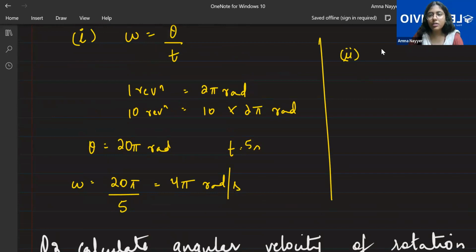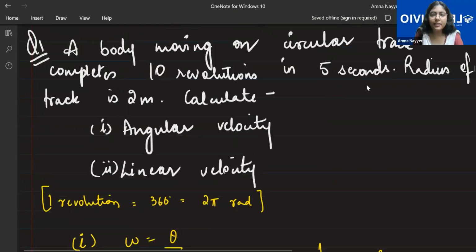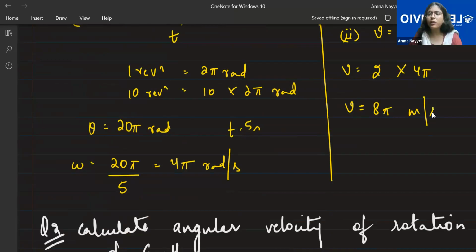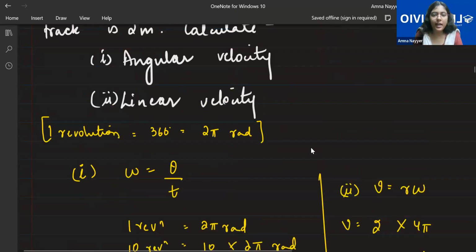The linear velocity, just use the relation r omega. Here the radius of the track is given as 2, so 2 into 4 pi, in meters. So this becomes 8 pi. But this is not the angular one, this is the linear one, so use the normal unit, meter per second, what you've studied. Linear means whatever you studied in kinematics. Okay, all right, now write it till here.